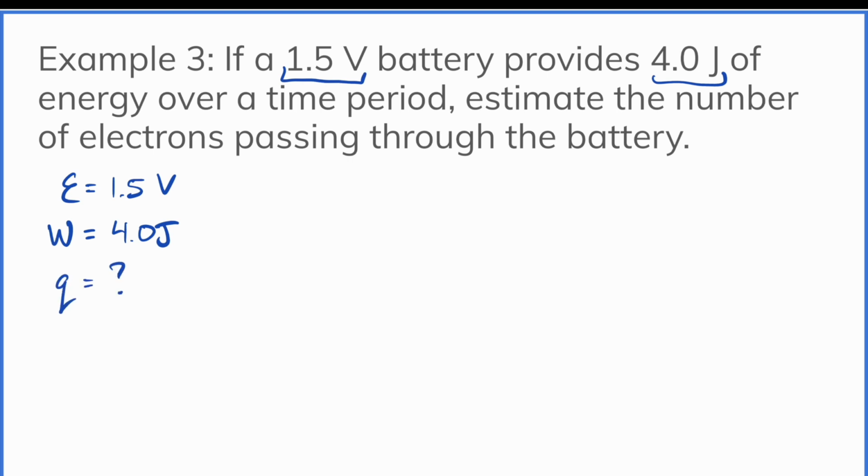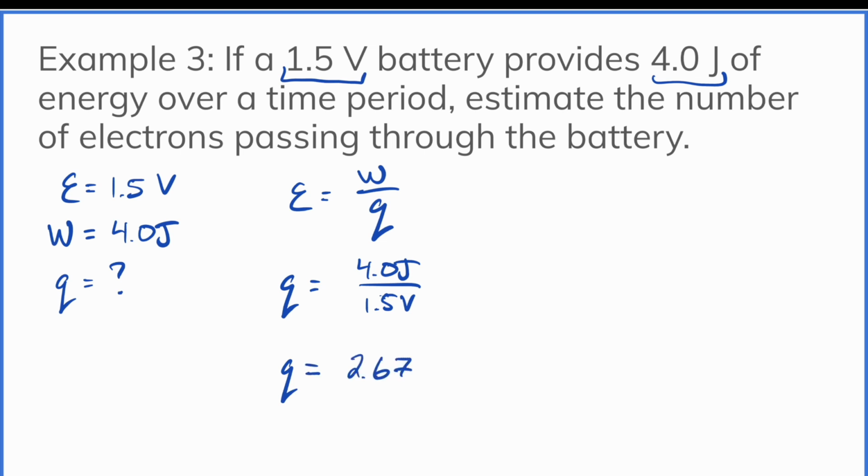And so we could figure this out. We can use the formula EMF is work per unit charge. This is the definition of EMF. And we can use this to calculate charge. So charge is going to be the 4.0 joules over 1.5 volts, and so we have a charge of 2.67 coulombs. Now we have the charge, but we don't know how many electrons there are.